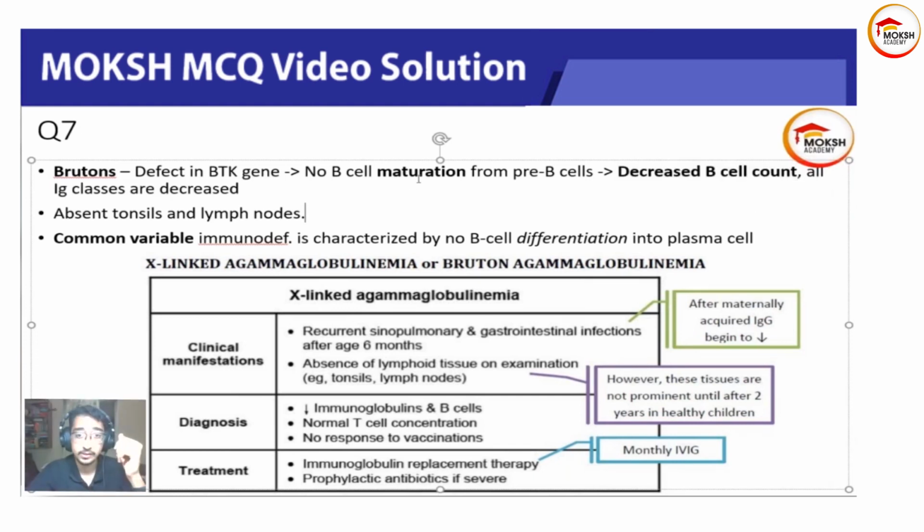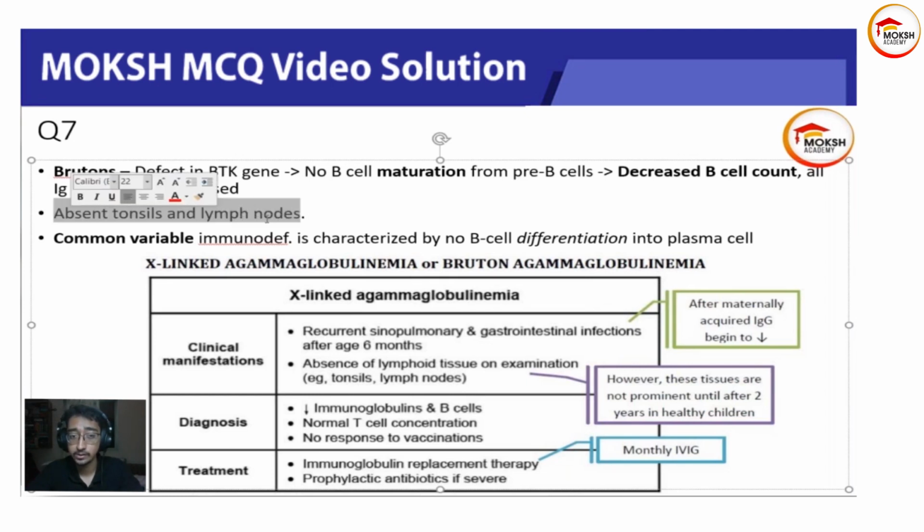ठीक है, and because B cell maturation नहीं हो रहा है, तो differentiation into different classes will also not happen, right? And since that is not happening, the secondary lymphoid organs, that's tonsils, lymph nodes, they're also decreased in size because unka maturation differentiation happens in these lymphoid organs, right? So that's why you will have absent tonsils, lymph nodes. Okay.